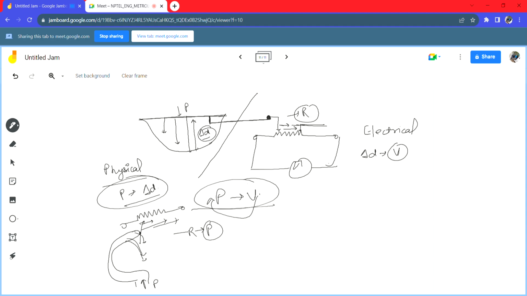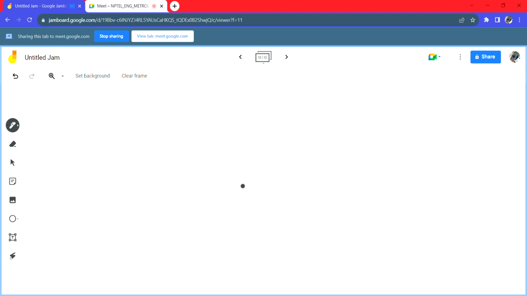So the first type of resistive transducer that we studied was a potentiometric transducer. A very commonly used type of resistive transducer is called the strain gauge. This is very important, and in almost all the applications we use a strain gauge because of the sensitivity of this device. It gives you a very high range of sensitivity.